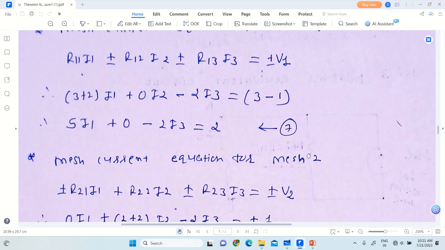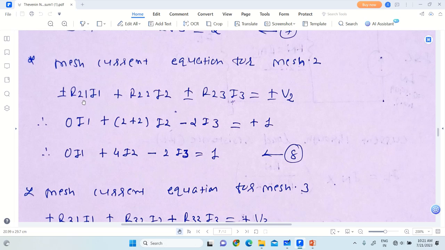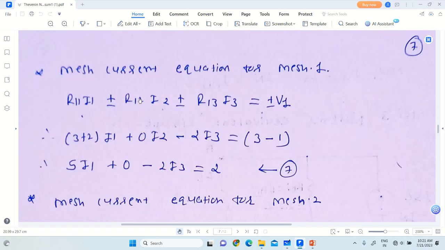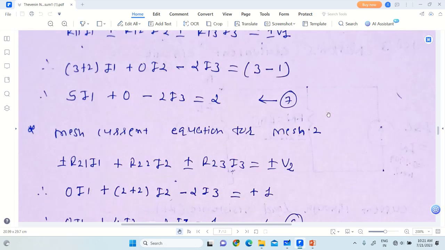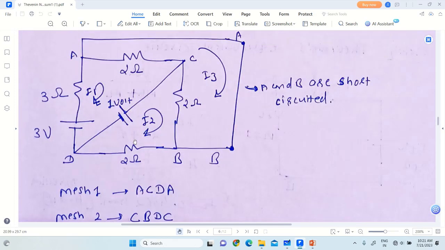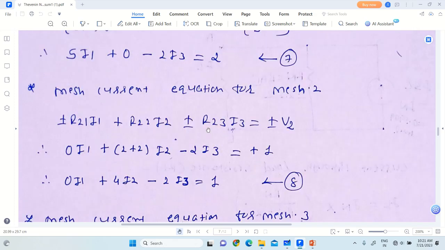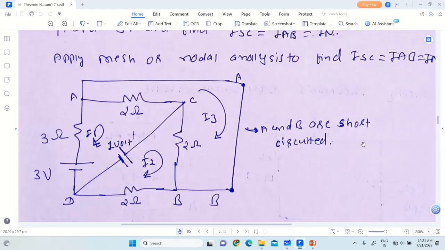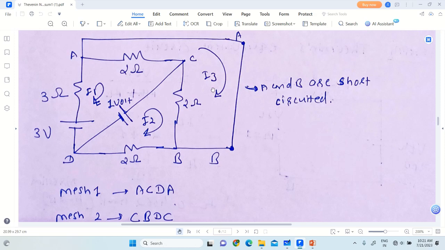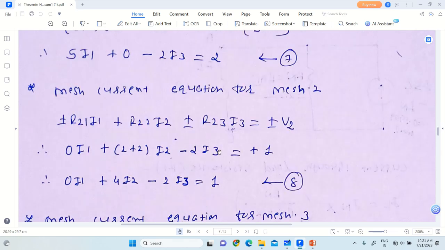Equation number 7. Now the mesh current equation for mesh number 2: plus or minus R21 I1 plus R22 I2, a main diagonal entry, so it is always plus, plus or minus R23 I3 is equal to plus or minus V2. Now recall the fact that R21 and R12 both are same, so it is 0. Now R22, the sum of the resistance in the second mesh, is 2 plus 2, it is 4 I2, plus or minus R23, the sum of the resistance common to second mesh and third mesh, so it is 2 I3.